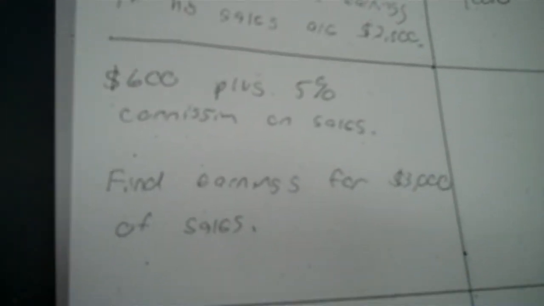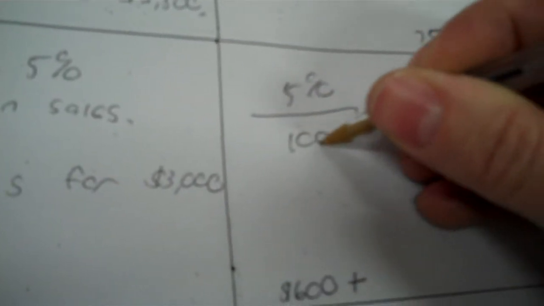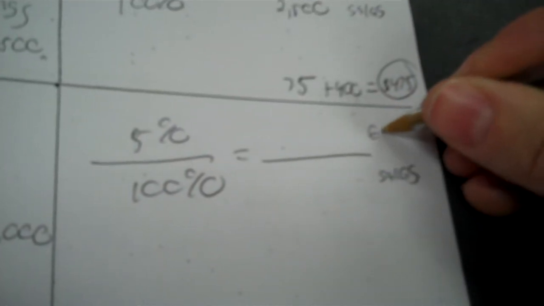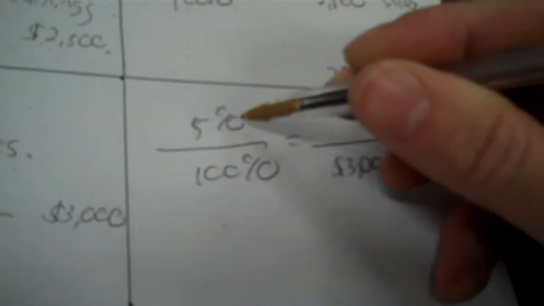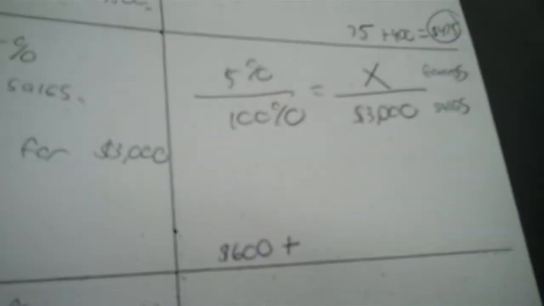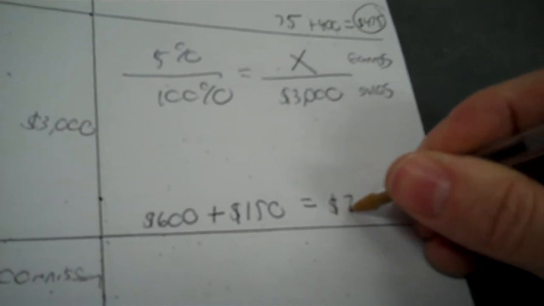$600 you make, plus 5% commission on sales. Find the earnings for $3,000, okay? So I write 600 down here, plus, and then I need to align a proportion. So it's 5%, 100%. 100% represents his sales. The 5% represents his earnings. That's how commission works. So his sales were $3,000, but he doesn't keep all of it. He just gets to keep 5% of it. So I take 5 times 3,000 divided by 100, and I get 150, but that's not the answer because I got to remember to add his base pay on it. That's $750.